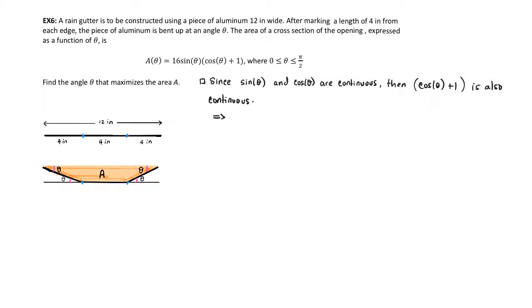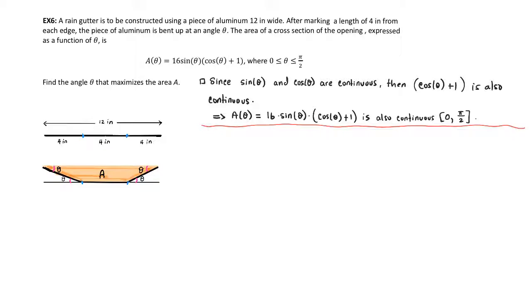That implies that A of theta, which is now the product of these two expressions, is also continuous. Is also continuous in the interval from 0 to pi over 2. So a brief discussion about continuity, nothing deeper than that. So that takes care of our continuity discussion here.